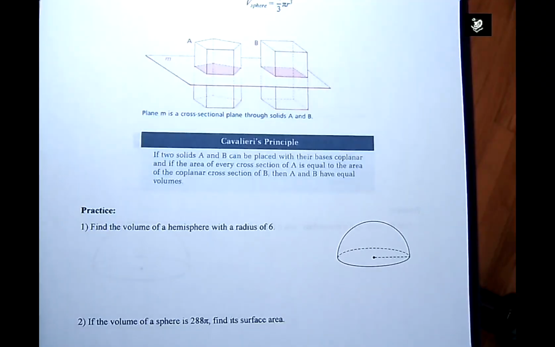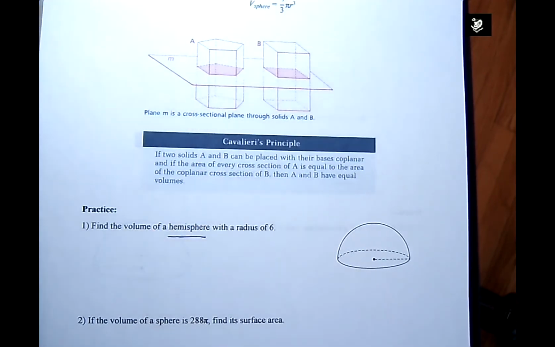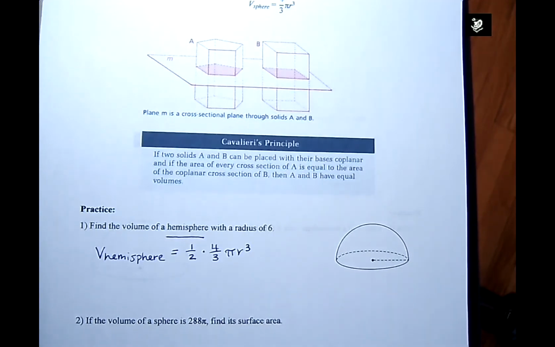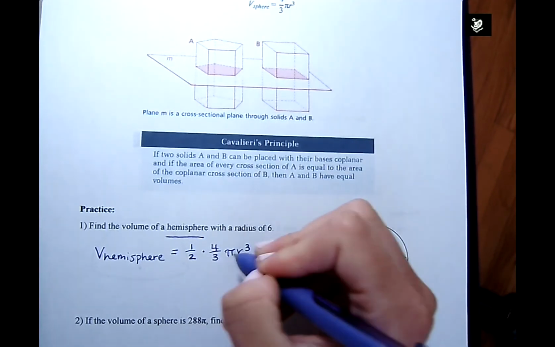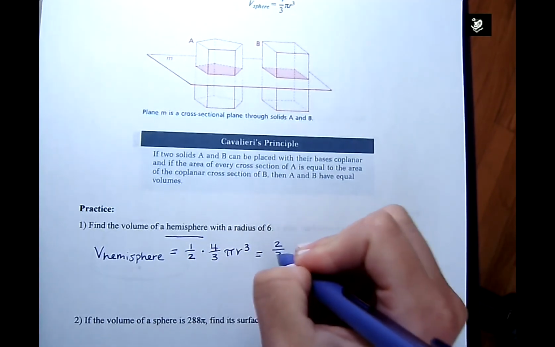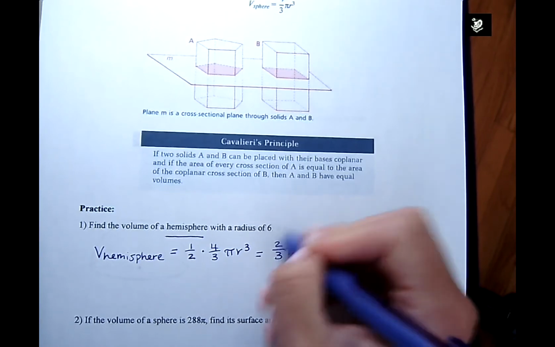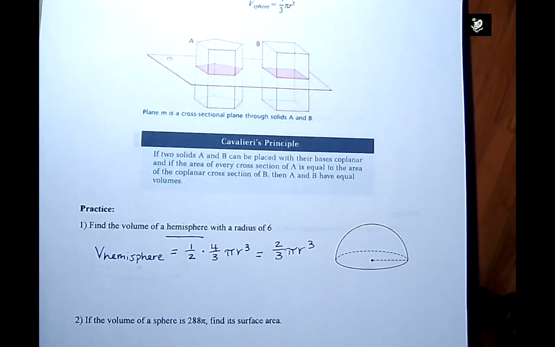Okay, so let's try some practice problems with spheres. See if you can find the volume of a hemisphere, so half a sphere, with a radius of 6. Instead of finding the volume of a full sphere and then halving it, I want to know what the formula for the volume of a hemisphere is. So I know that I have to take the total volume formula and halve it. This ends up simplifying to 4/6, which is just 2/3 pi r cubed. So that is the formula for the volume of a hemisphere.